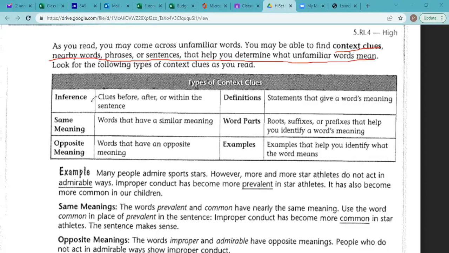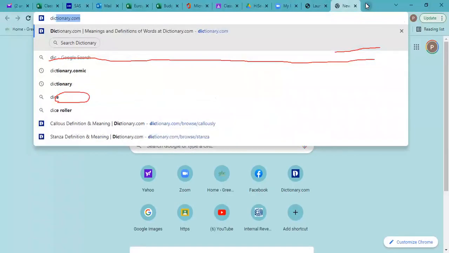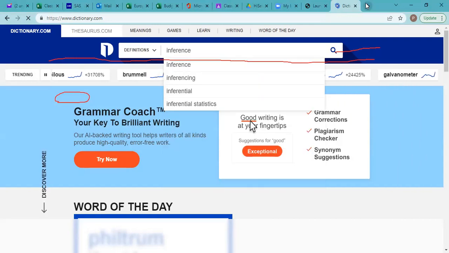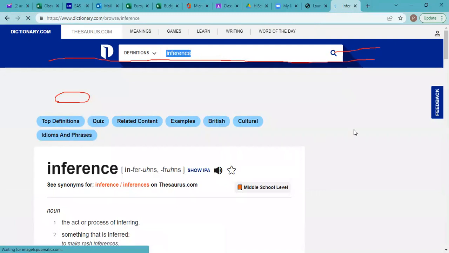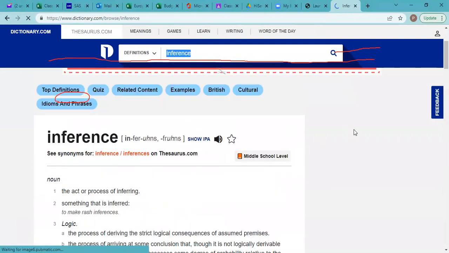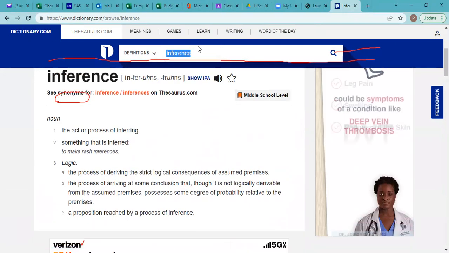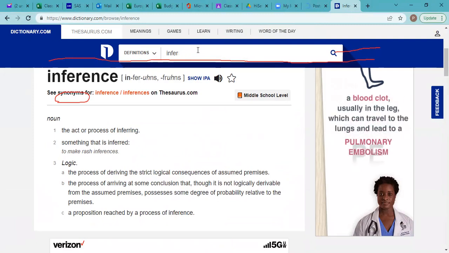The first one, we've talked about inferences. Now, an inference is a clue that's before, after, or within the sentence. I'm also going to bring up an additional definition of that, because I know we've had different sources with that word in there. It says it's, of course, the process of inferring, something that's inferred. So let's take a look at what the word infer means.